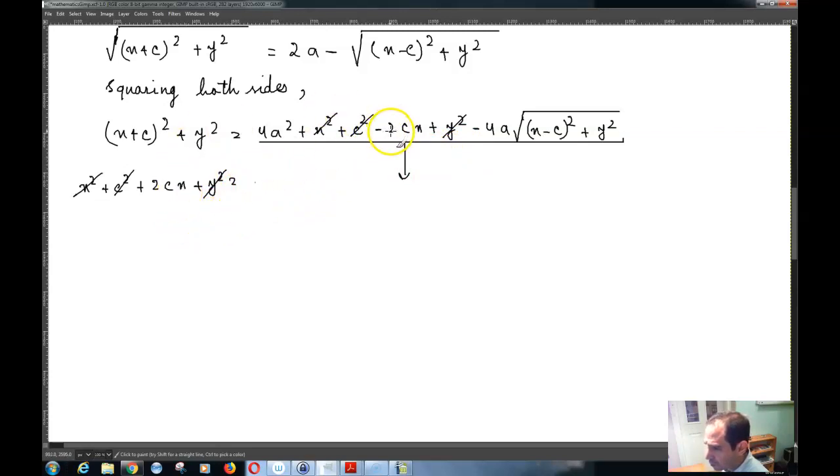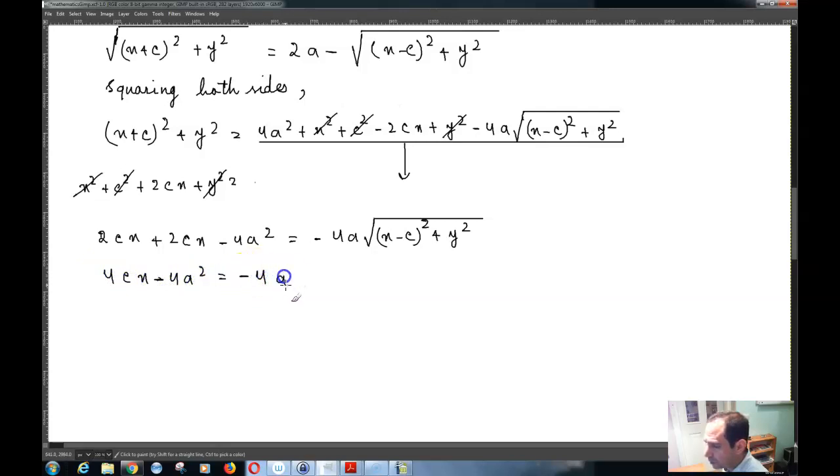you could take this to the other side of the equation, so that would give you negative 4cx. Basically, if you keep this on this side and move everything to the other side, you would get 2cx plus 2cx minus 4 times a squared is equal to negative 4a times the square root of x minus c whole squared plus y squared. And that is basically 4 times cx minus 4 times a squared is equal to negative 4a times the square root of x minus c whole squared plus y squared.